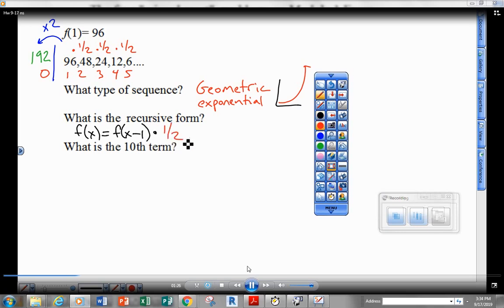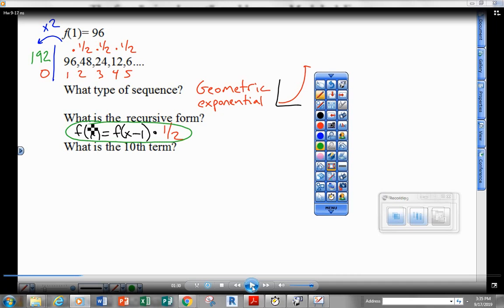And again, notice that recursive form, I haven't plugged in anything for x. That's just the raw form. Any term is the one before it times 1/2. To find the fourth term, use the f of 3, the third term, 24, times 1/2. That's how I get 12. To find this fifth term, use the one before it, the fourth term, 12 times 1/2, 6. The first word is come, C-O-M-E, come.